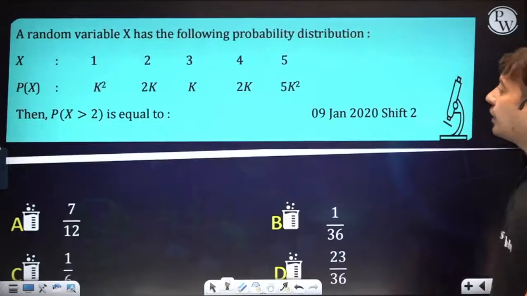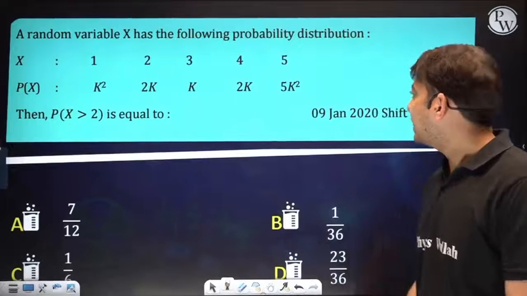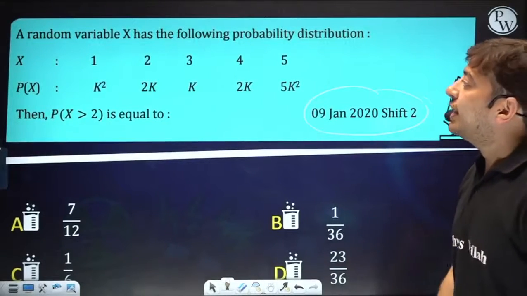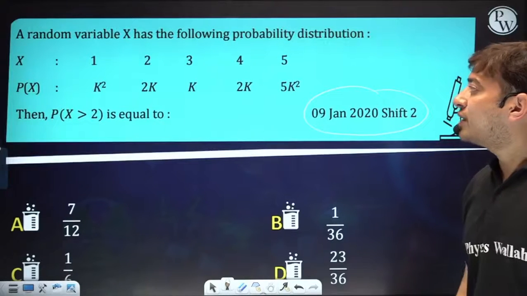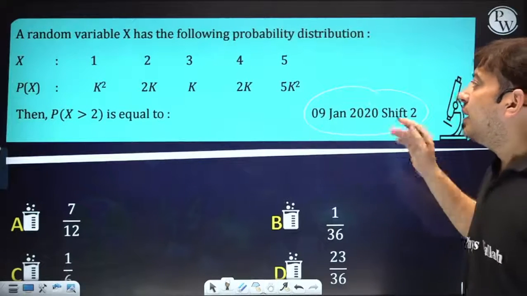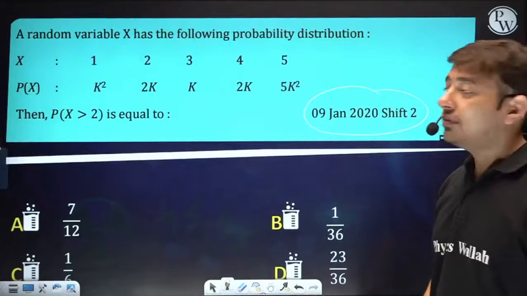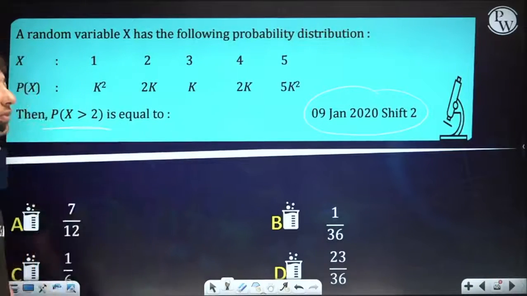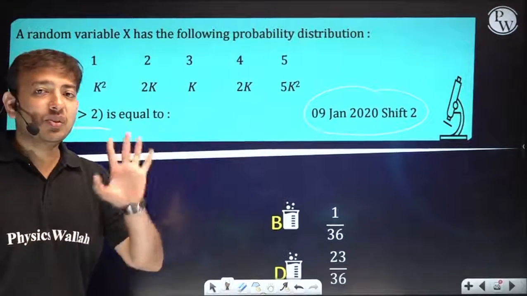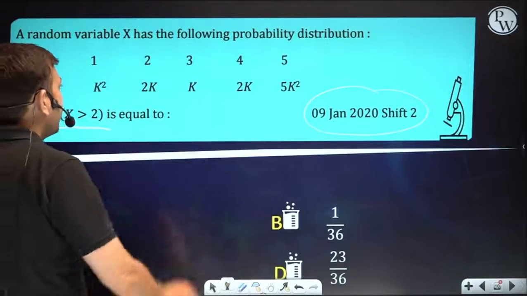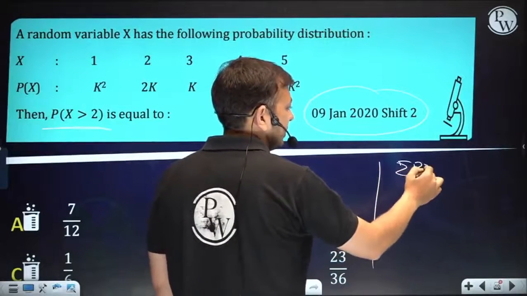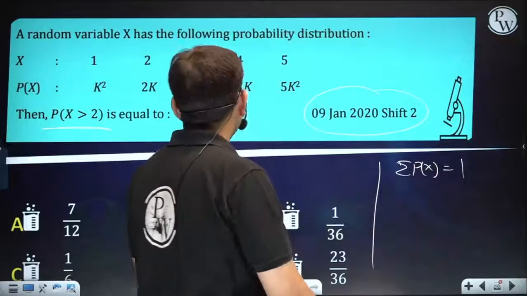Okay. Now moving on. Next, a random variable x has the, now see sir, 2020 question, a very simple question. A random variable x has the following probability distribution. X is this, px is this. Then probability of x greater than 2. So first of all, sigma px will become 1. So sigma px is equals to 1.